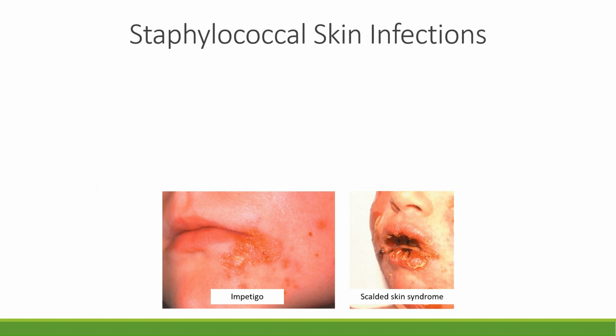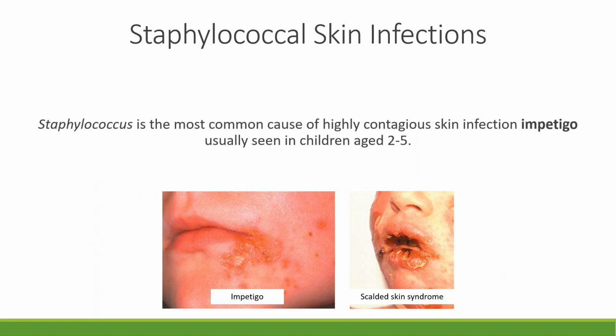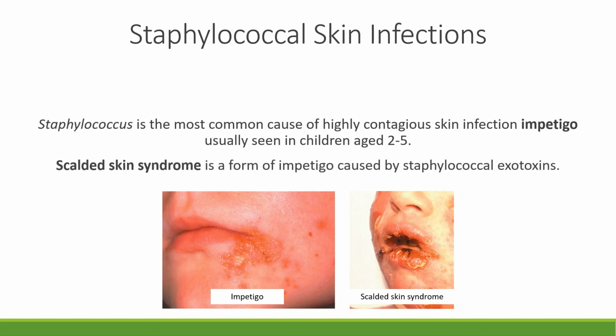Staphylococcus is the most common cause of a disease called impetigo. This is a highly contagious skin infection, and it spreads quite quickly, especially in young children between the ages of 2 and 5. It usually starts out as red sores, and it can turn into honey-colored crusts that form. You can kind of see that in these images here.